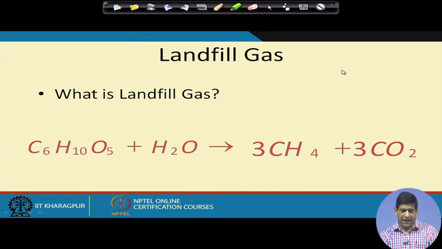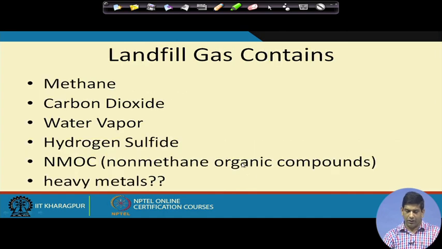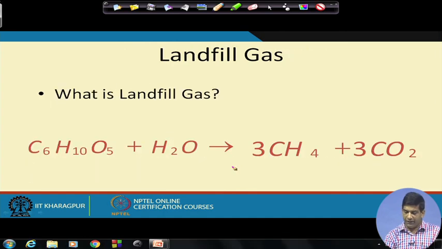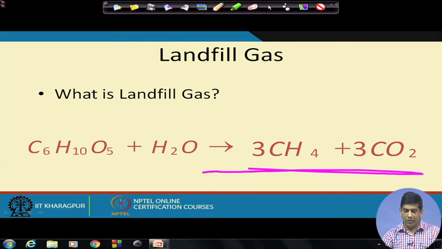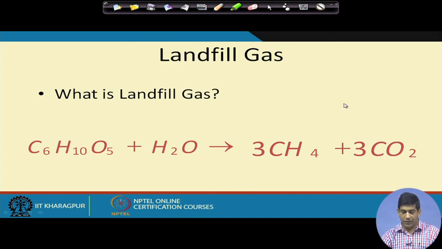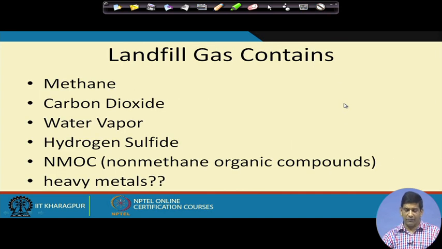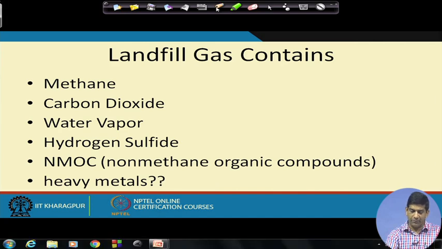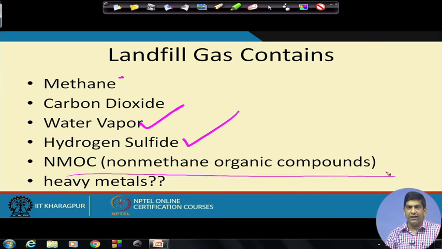In terms of landfill gas, you have waste. When the waste degrades, essentially methane and CO2 are produced. Those are the landfill gas that is produced from the degradation of waste. And there are other things in there too. We have methane and CO2, the two major ones, but there is some water vapor. There is some hydrogen sulfide, which creates a smell, because methane doesn't have any smell. NMOCs, non-methane organic compounds, are there.